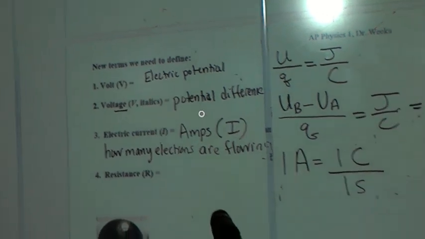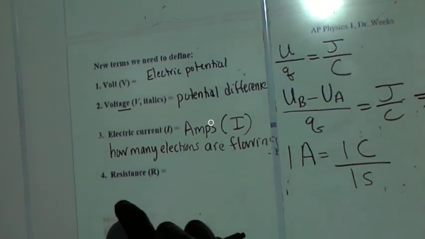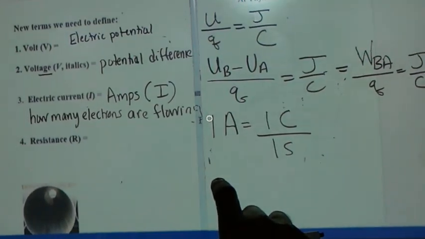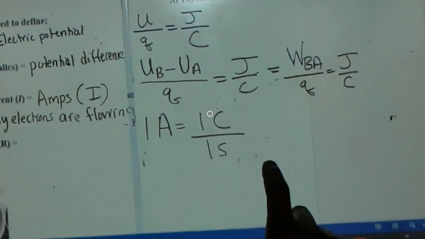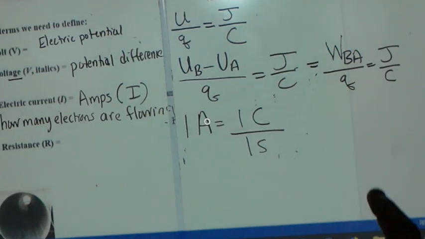So electric current's an amp. I, how many electrons are flowing? Current is represented in amps, I or A, and it is 1 coulomb, which is the charge, over 1 second.